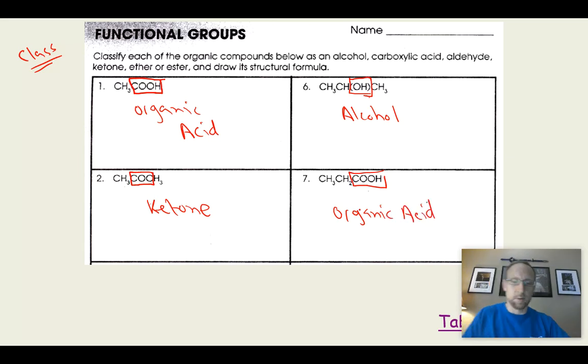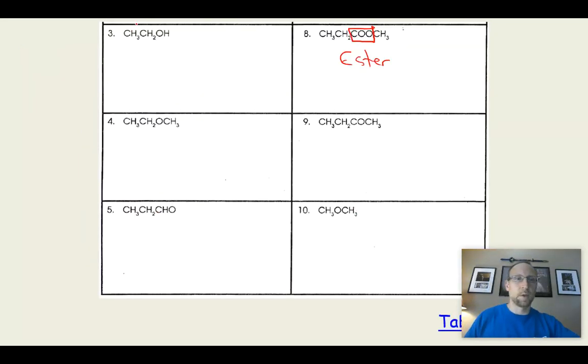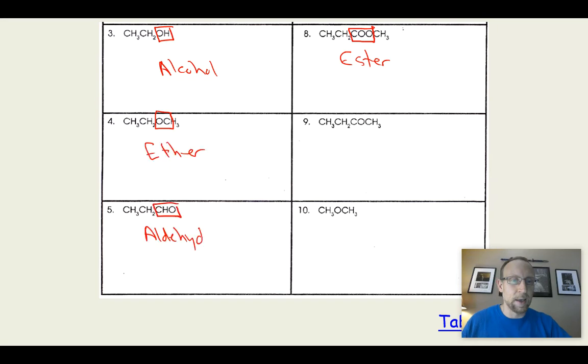Next up, number 3. See, here's our OH again. So that's an alcohol. Number 4. Oh, wait, look, here's our OC. So that's how we know we've got an ether. Number 5, here's our CHO. Remember, CHO is always an aldehyde because that double O is on the end, so that O is always going to show up on the end.